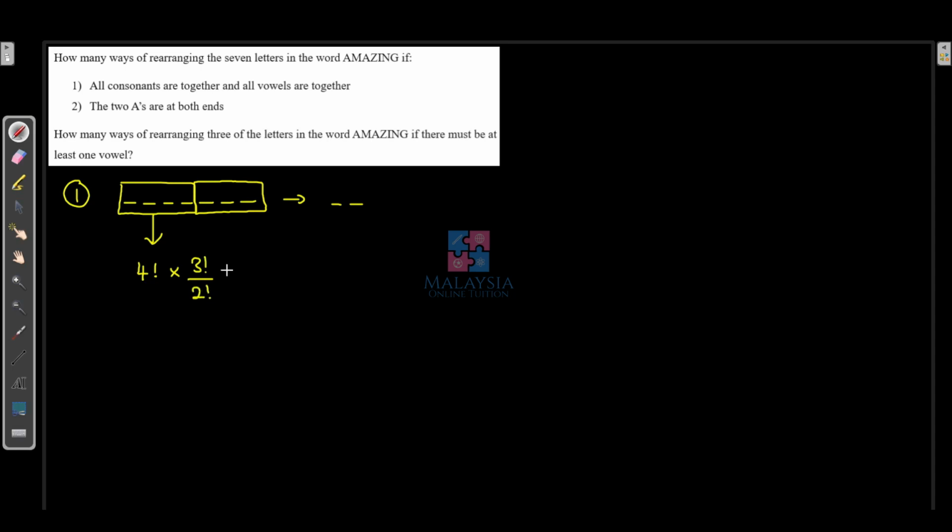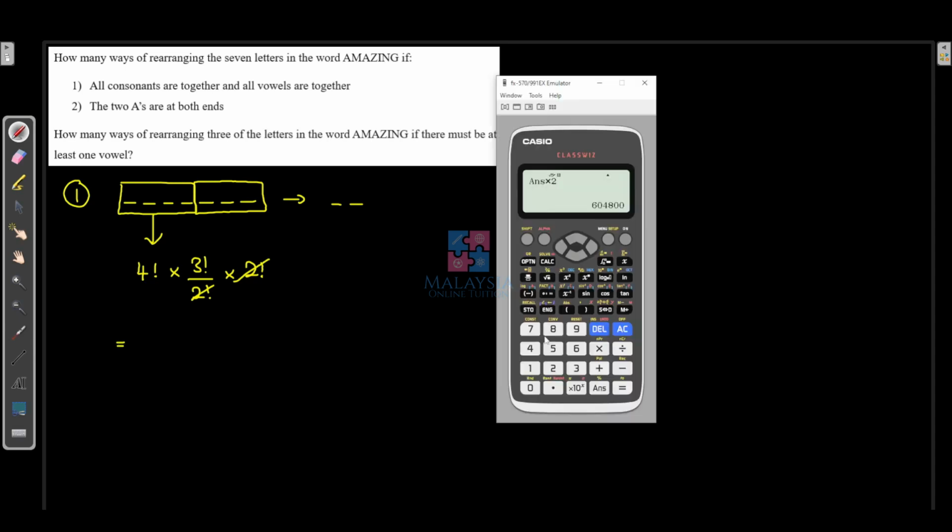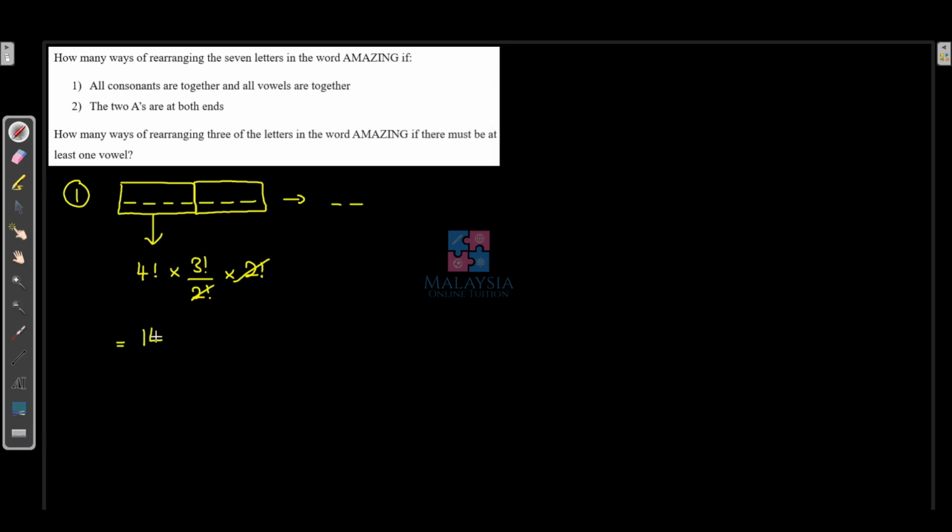And finally, the last 2 factorial is because we can have the group of vowels on the left and group of consonants on the right, or we can also have the group of consonants on the left and group of vowels on the right. Meaning that we can rearrange the group of vowels and consonants. That's why we have the last 2 factorial. So we can cancel this, and then the final answer is going to be 4 factorial times 3 factorial. So we get the final answer to be 144. That's all for question number 3, part 1.